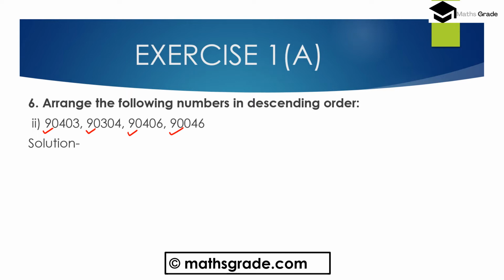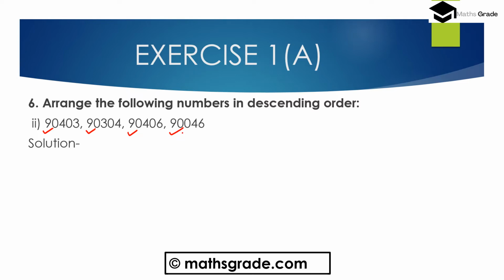In 90,403, 1000 place value digit is 0. In 90,304, 1000 place value digit is 0. In 90,406, 1000 place value digit is 0. In 90,046, 1000 place value digit is 0. All are equal. So next, move to the 100 place value digit.